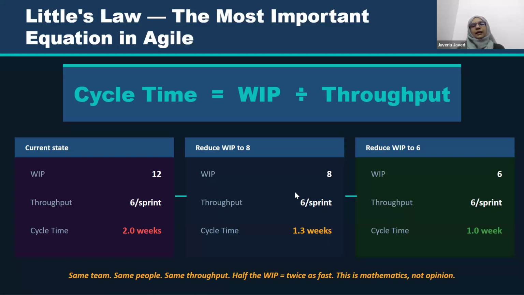Now what will be the next experiment with the team? We reduce the WIP more. The WIP is 6 stories this time. Throughput is the same, and cycle time is reduced again. So we get a better outcome here. Same throughput, same team, same people, but by limiting the WIP, we can enhance the team's performance. So this is the complete theory of cycle time and how we can manage it with the help of WIP.